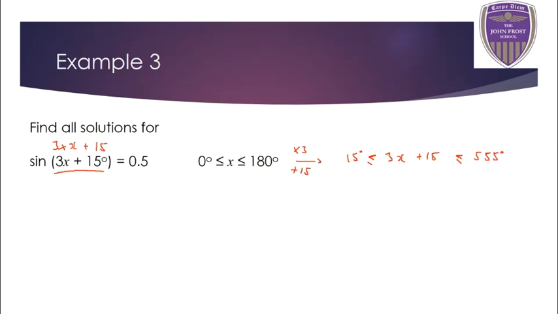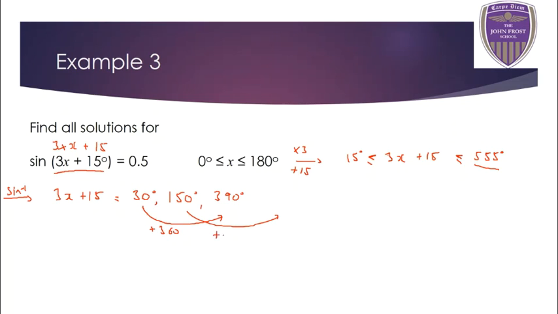So again, now I'll take the inverse sine. And you're going to get 3x add 15, and the inverse sine of 0.5 is famous, it is 30. The next solution then would be, remember for sine it's 180 take away 30, which is 150 degrees. Obviously, I've got a long way to go yet. So remember, sine repeats every 360. So it'd be 390 next. And again, that's 510 degrees.